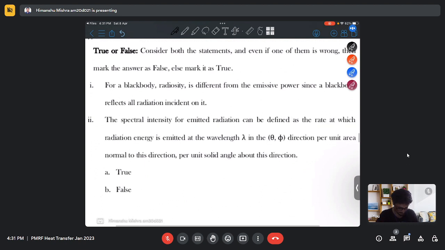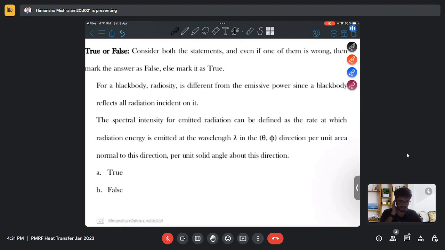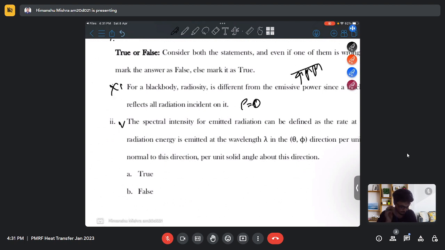The next question is the same. The first statement says that for a black body, radiosity is different from the emissive power since a black body reflects all radiation incident on it. Is it true? I think that is false. Because a black body absorbs all kinds of radiation, there will be no reflectivity, which means it cannot reflect back. So rho will be zero for the black body. So statement one is false.